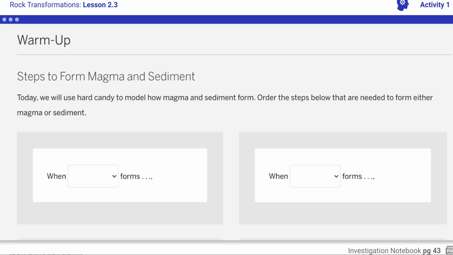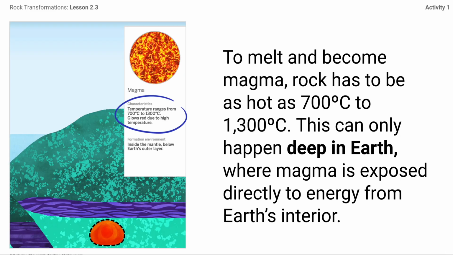So the kids did the warm-up. This warm-up is just discussing again, reviewing what happens in order for magma to melt and what happens in order for rock to weather and create sediment. A little bit of additional information that we found out today: rock has to be as hot as 700 to 1300 degrees Celsius, and obviously that can only happen deep in the earth. So it's just another good reminder that the energy from Earth's interior is responsible for melting that rock.